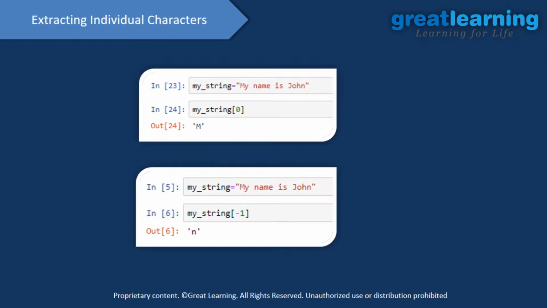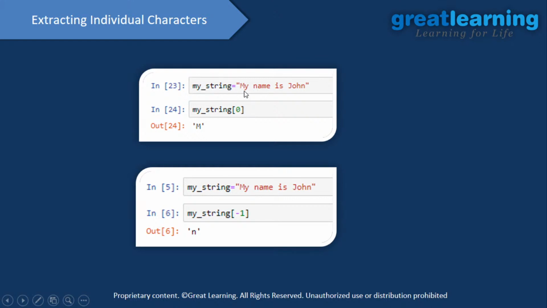Right, so that was how we could create a Python string. Now let's see how we can extract individual characters from a Python string. So let's say we create a string like this, and I'm just storing the value "my name is John" inside this variable called my_string.